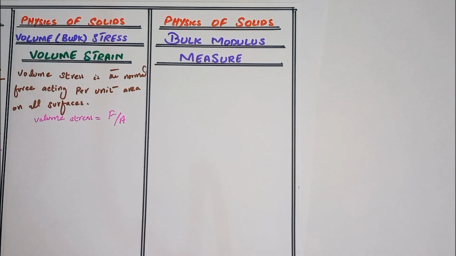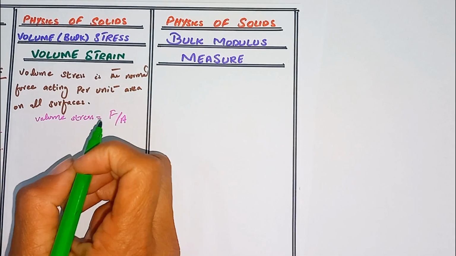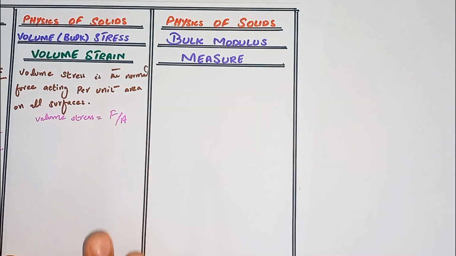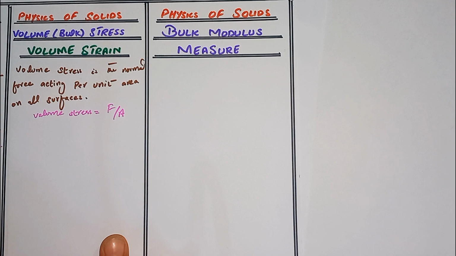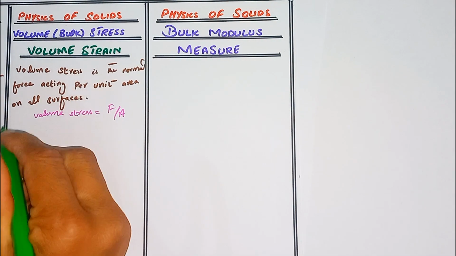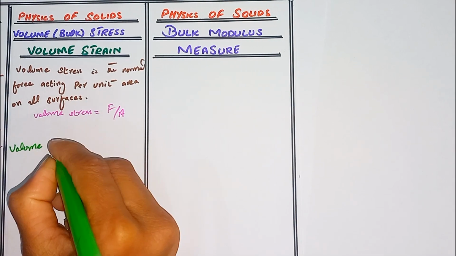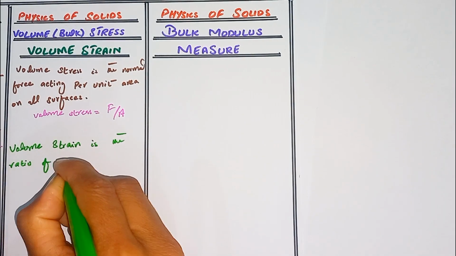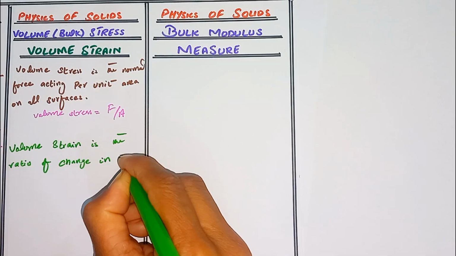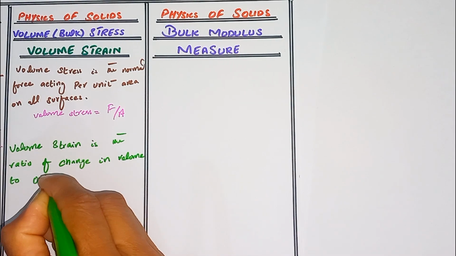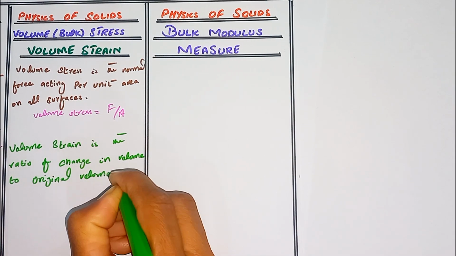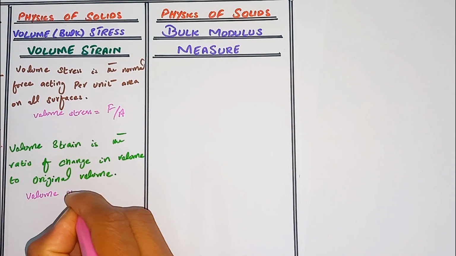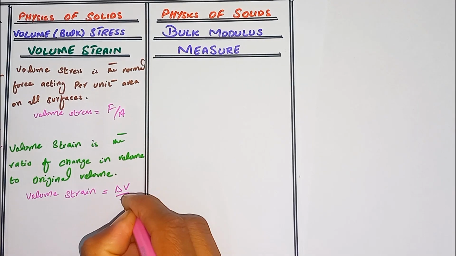Now we talk about volume strain. What is volume strain? Volume strain is the ratio of the change in volume to the original volume. Strain is basically the effect produced. So here we write the volume strain as the change in volume over the original volume.